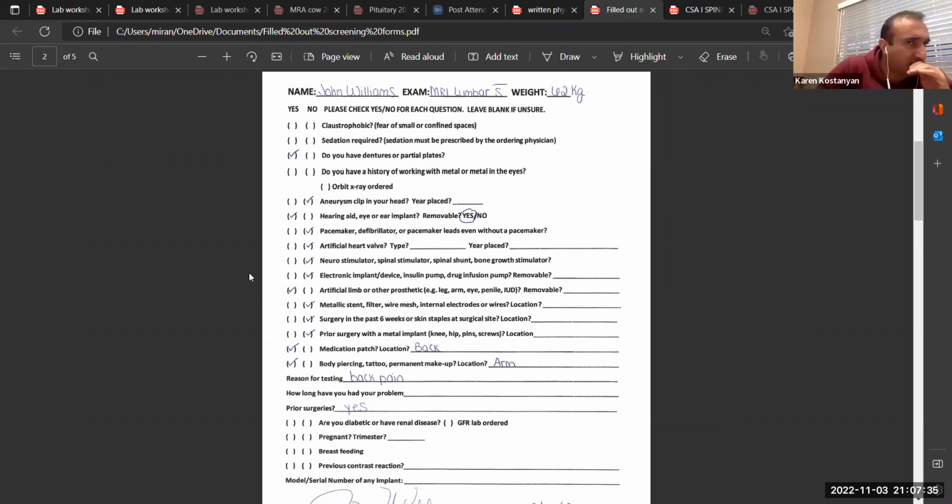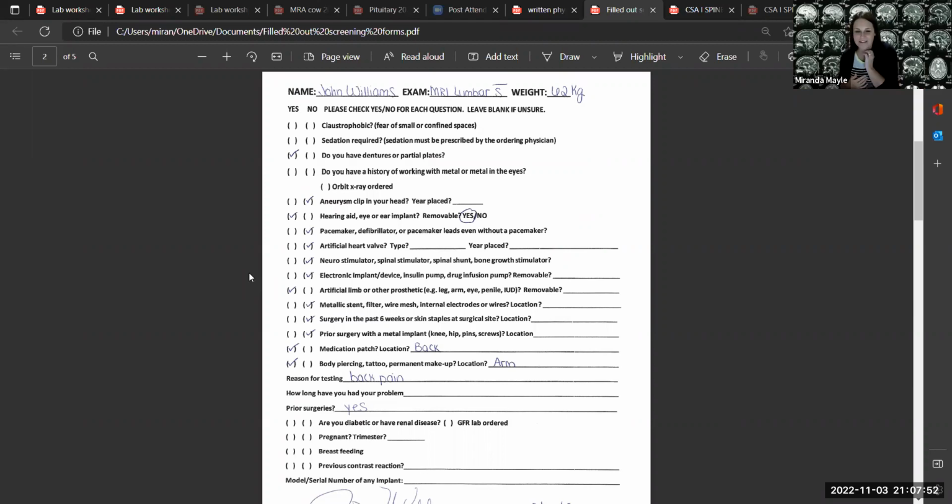All right, what else? They wrote that you have a body piercing, tattoo, or permanent makeup on your arm. Do you have a tattoo? Yeah, I would start with that one. I have an arm tattoo. How long ago did you get it? 3 weeks.